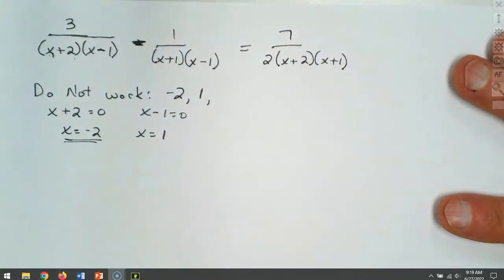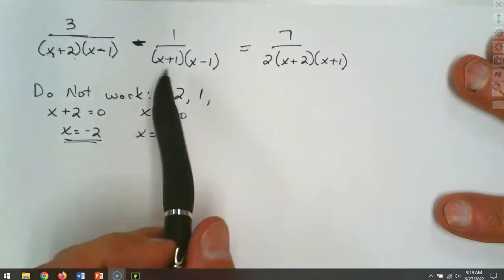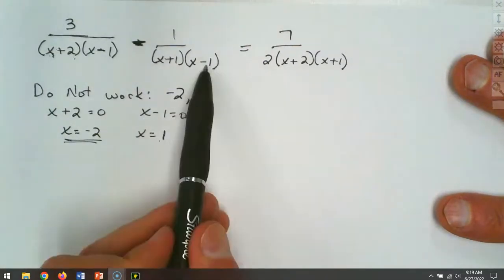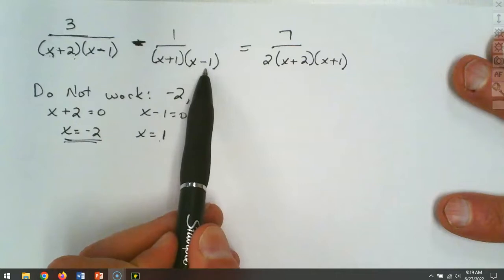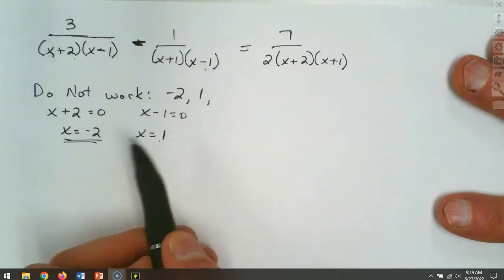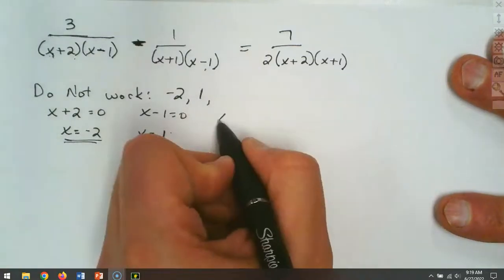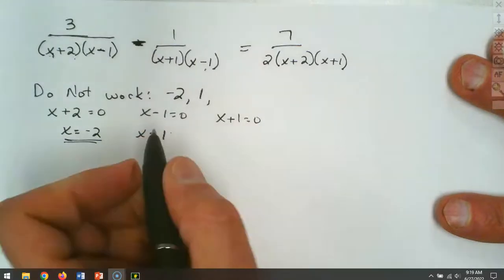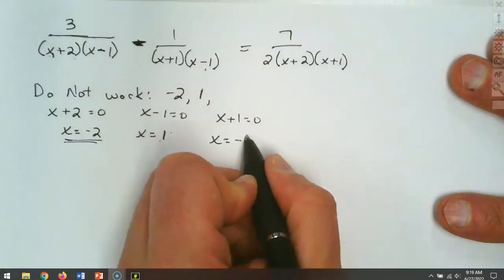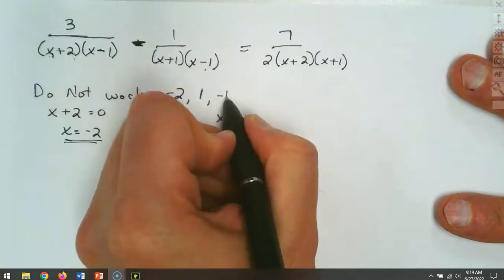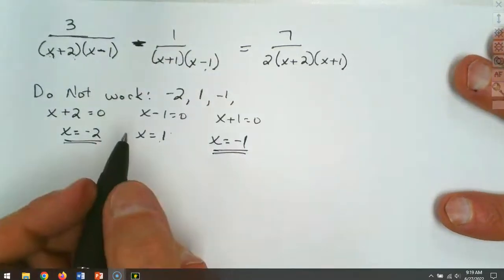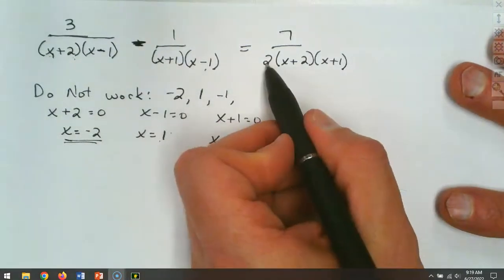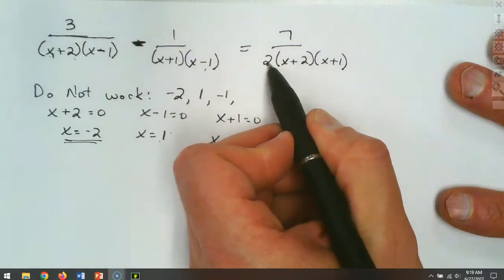Now we only write them once. So we have the x minus 1. We solved that. That gave us the 1 once. We don't have to work with it here, because we already did it here. So another one is going to be x plus 1 equals 0. What other number won't work? Minus 1. And then finally, this 2 out in front doesn't really matter.